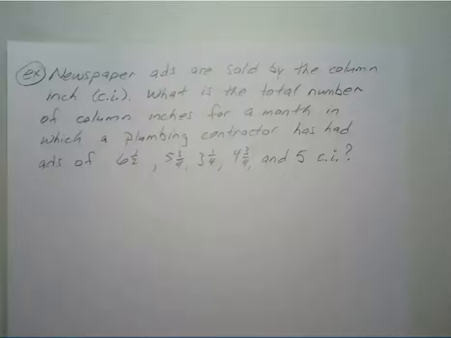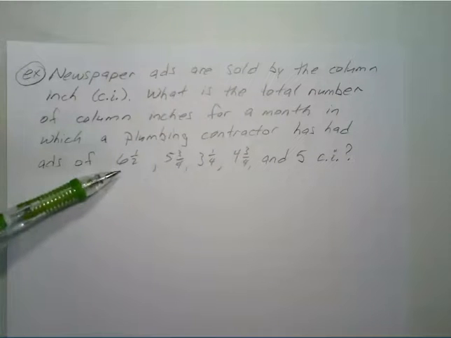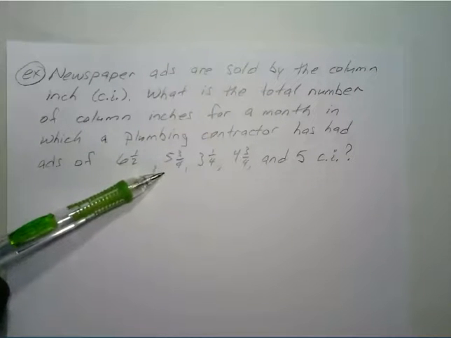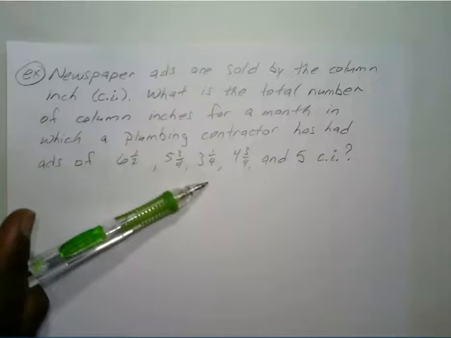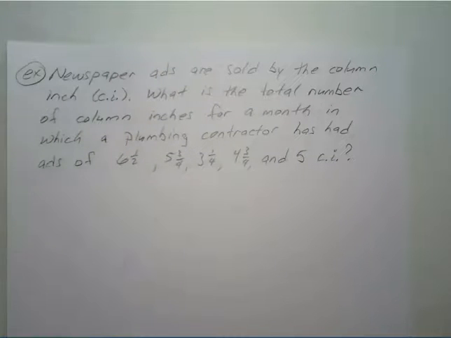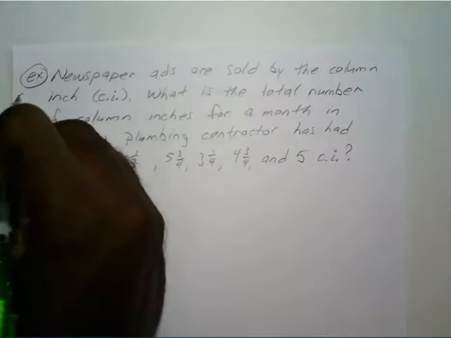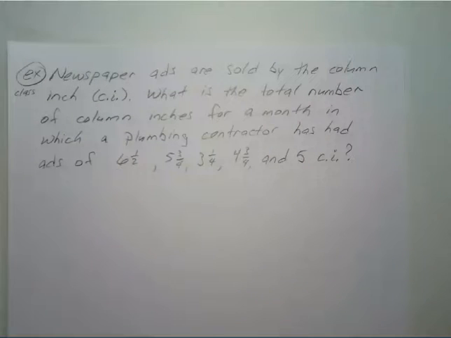Okay, so newspaper ads are sold by the column inch, which is CI. What is the total number of column inches for a month in which a plumbing contractor has had ads for 6.5, 5 3/4, 3 1/4, 4 3/4, and 5 column inches? Alright, so again, what I want you to do is press pause and try to solve this one on your own.